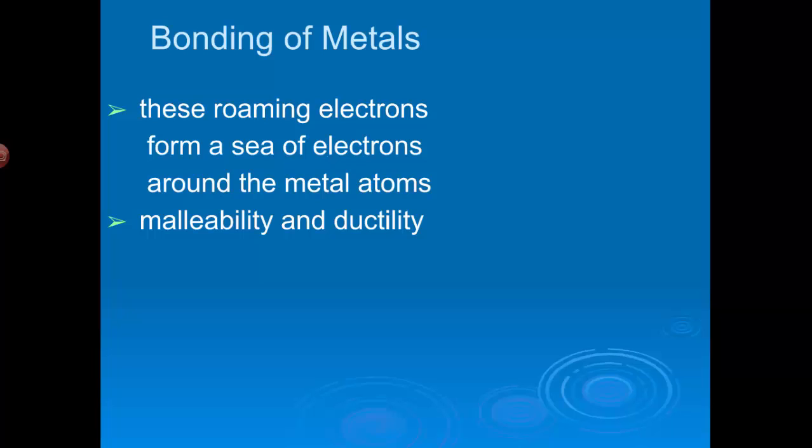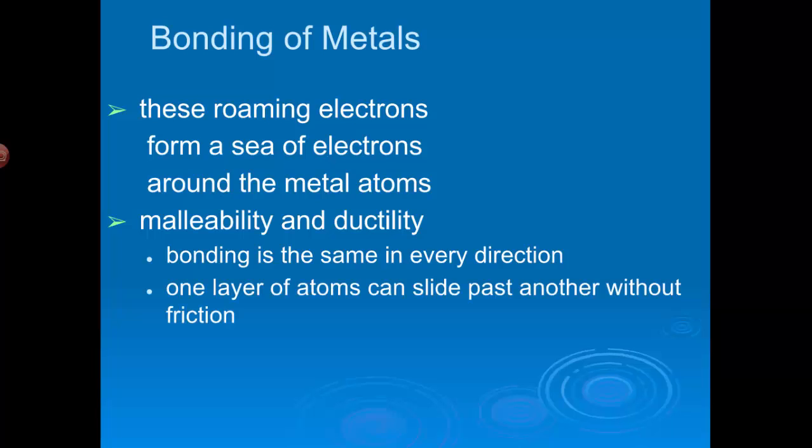Now, you might have to apply some force, but you can cause a metal to deform by hitting it. That's what malleability and ductility are. Since bonding is omnidirectional, you can change the orientation of the atoms to one another in space, not just in a specific direction, but in any direction, and they'll stay stuck together. So layers can slide past.